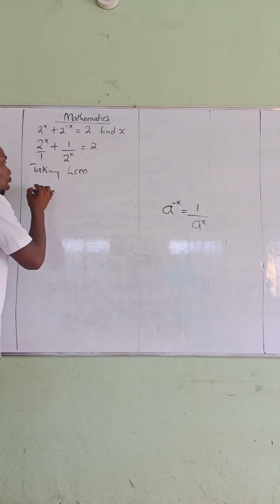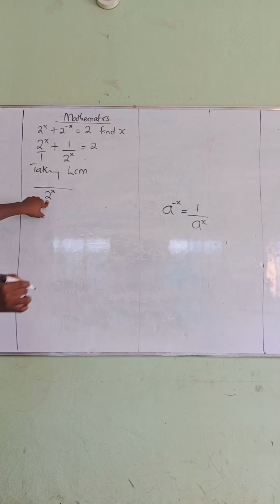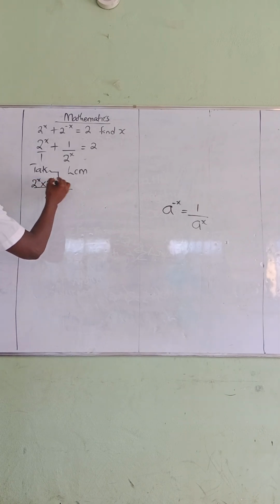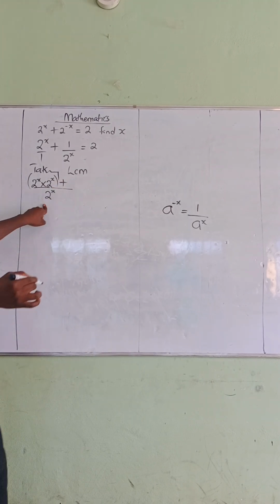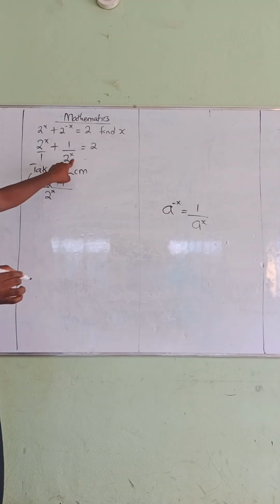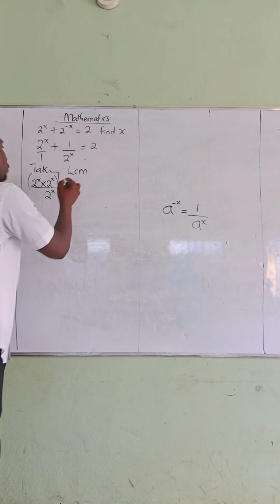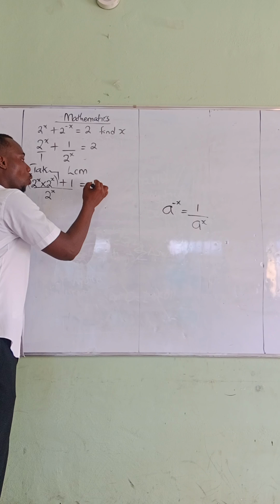Therefore, 2 raised to the power of x all over 2 raised to the power of x, divided by 1, gives us 2 raised to the power of x, times this gives us 2 raised to the power of x times 2 raised to the power of x, plus 2 raised to the power of x divided by 2 raised to the power of x gives us 1. 1 times 1 gives us 1.